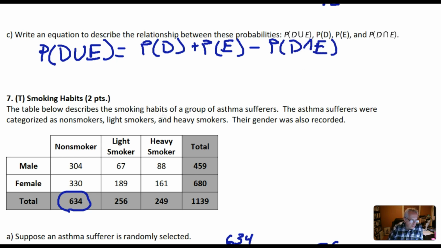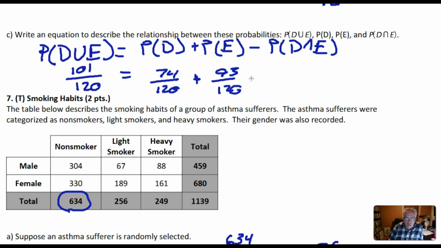In our case, the probability of the union was 101 out of 120. The probability of D was 74 out of 120. The probability of E was 93 out of 120. And if we subtract the intersection, that would be 66 out of 120. And this equation is true. This shows the relationship for this problem of these probabilities.